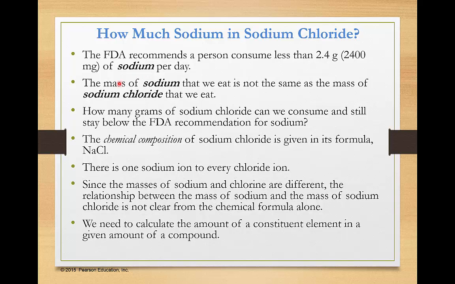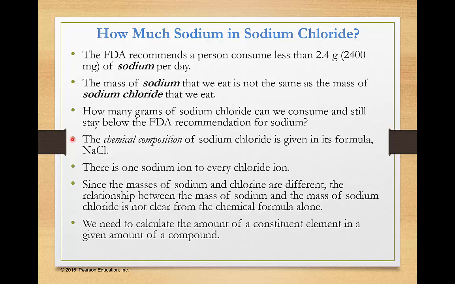So the mass of sodium we eat is not the same as the amount of whatever salt we're eating, in this case sodium chloride, table salt. So if you measured the amount of table salt you were eating and assumed that was the amount of sodium, you wouldn't be correct. You'd actually be shortchanging yourself a little bit on sodium. 2,400 milligrams of salt is not 2,400 milligrams of sodium. So how do we know how many grams of sodium chloride we can actually consume and still stay within that range? What we need to know is, first of all, what's the chemical composition of our sodium chloride?